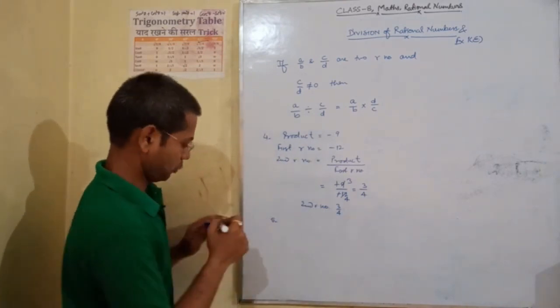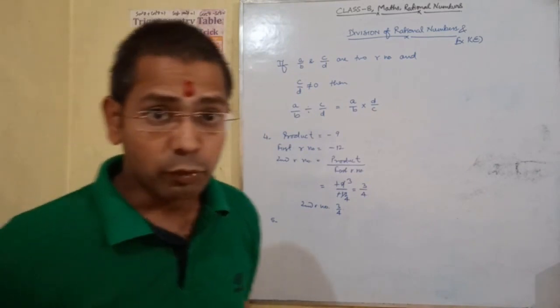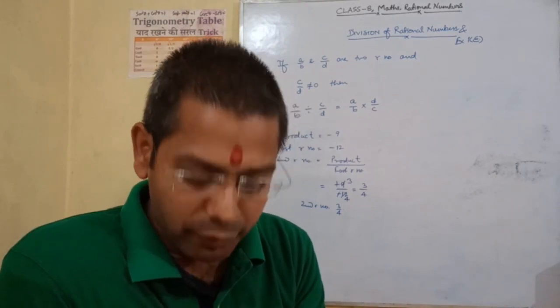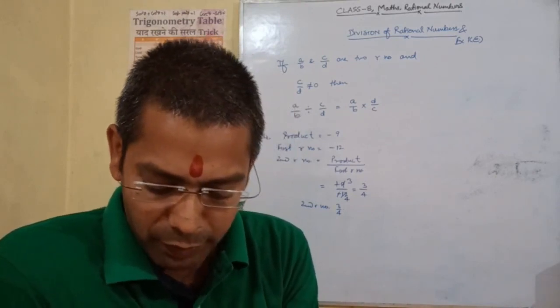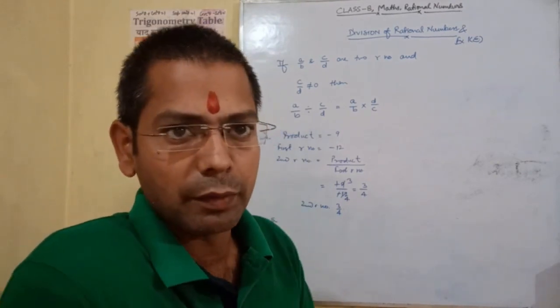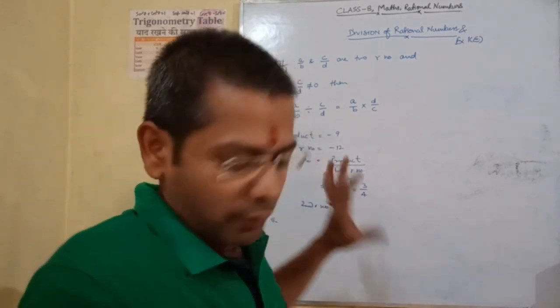Next, the fifth question. The fifth question tells us the product of two rational numbers is minus 16 upon 9. If one of the numbers is minus 4 upon 3, find the other. We will follow the same pattern here.